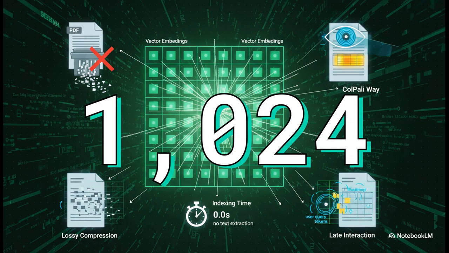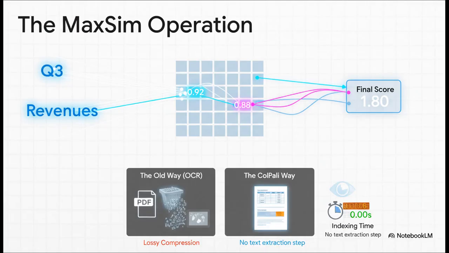ColPali chops up every single page into a 32 by 32 grid of patches, and each and every one of those tiny patches gets its own unique vector embedding. That's over 1,000 little windows into what's happening on that page. So how does that work at search time?